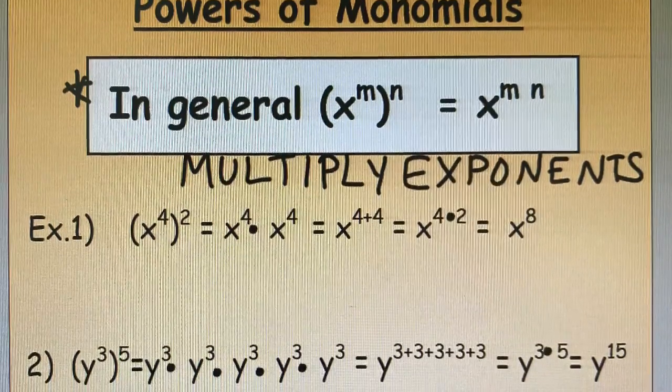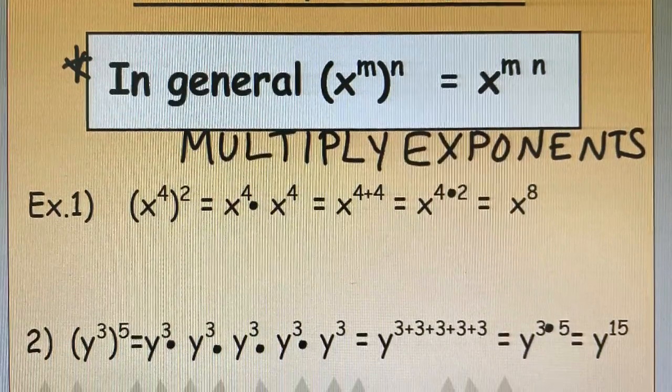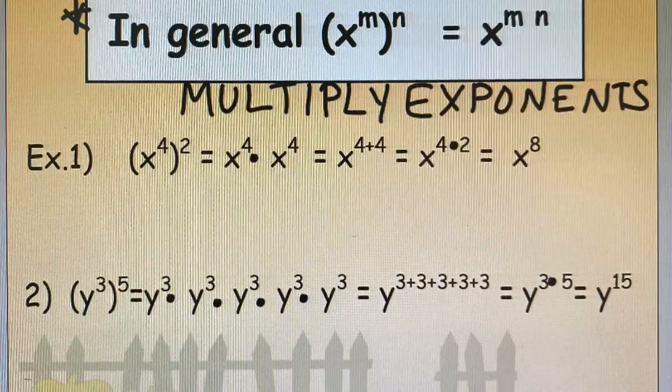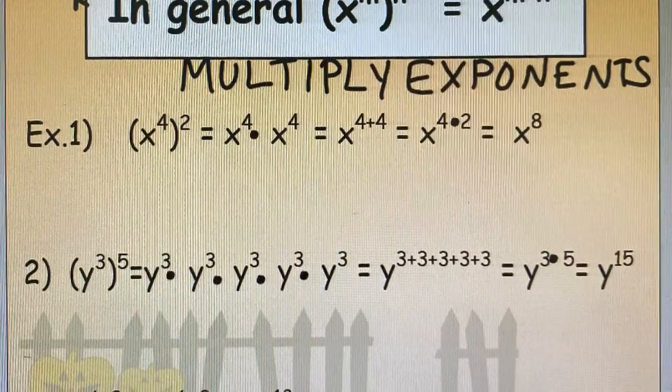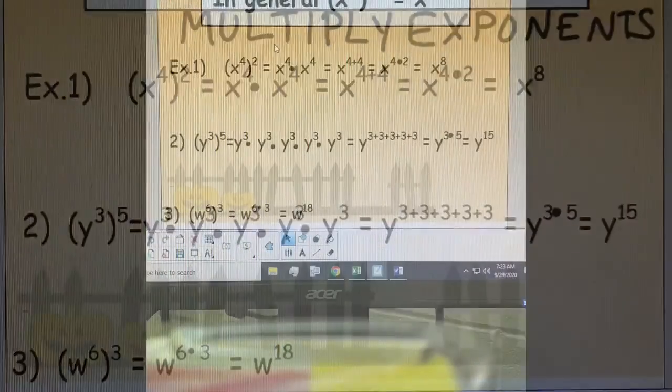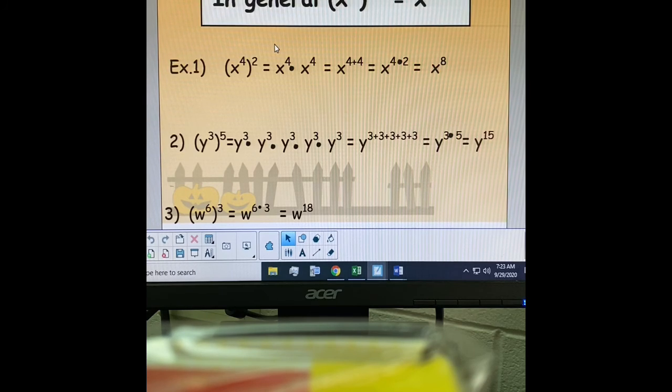Today we're going to look at powers of monomials. My video once again cut off the top of some of the screens, so I apologize in advance for that. When we raise an exponent to an exponent, we're going to multiply the exponents and keep the base.